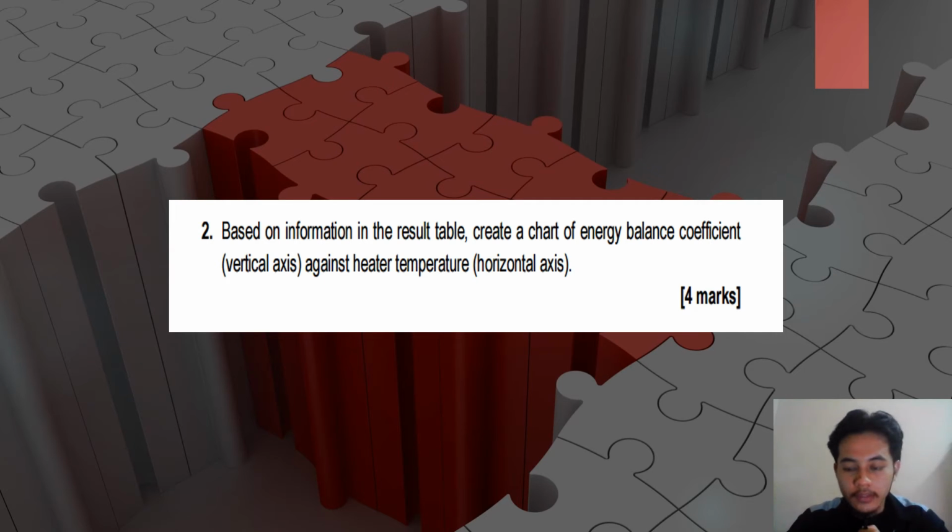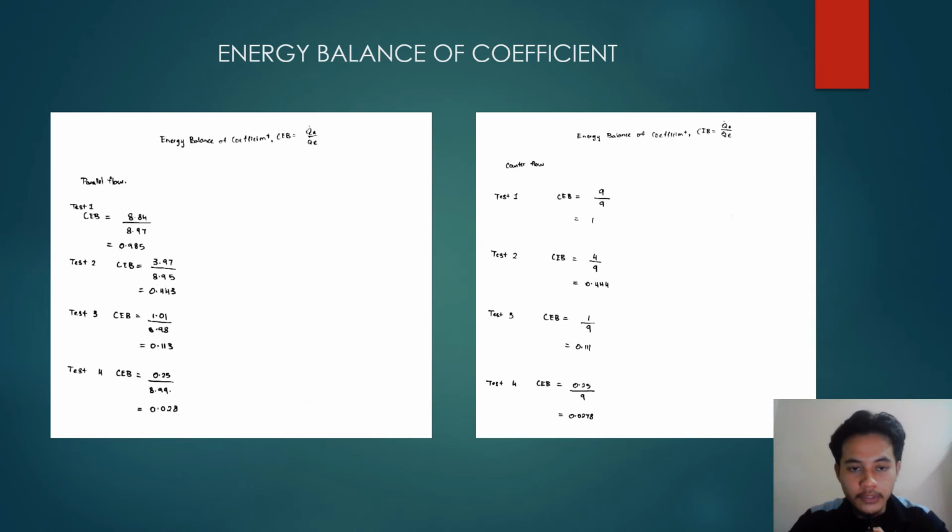Assalamualaikum warahmatullahi wabarakatuh. My name is ADIE ZULFIKRI bin MAZLAN from BMMH1/2. I will present discussion number 2, number 3 and the conclusion. Based on the information in the result table, create a chart of energy balance coefficient against heater temperature. So this is the energy balance coefficient for parallel flow and counter flow.